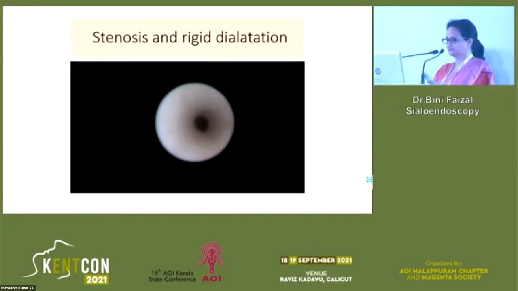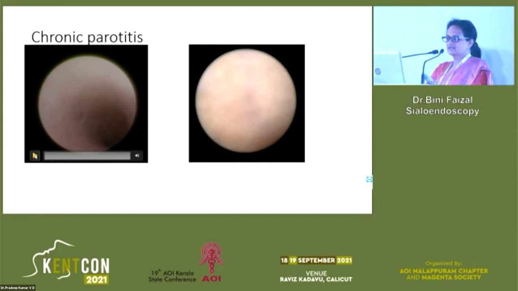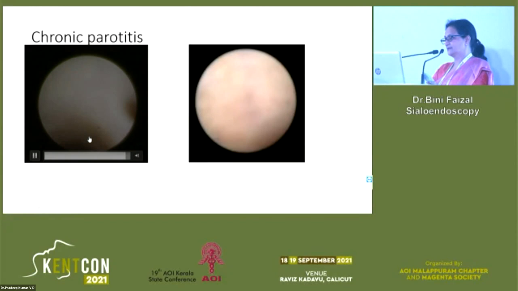So even chronic parotitis will have this pattern. We call it a 1-in-2 pattern. I'll just show you the picture of a chronic parotitis. Usually, see, one duct will be small, the other duct will be big. And if you go to the next level duct system, the pattern will be similar.